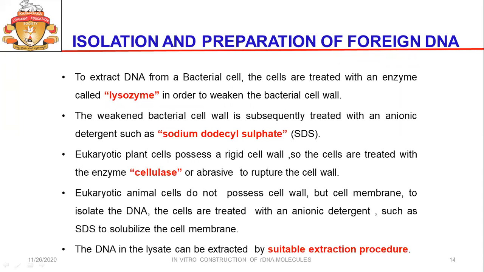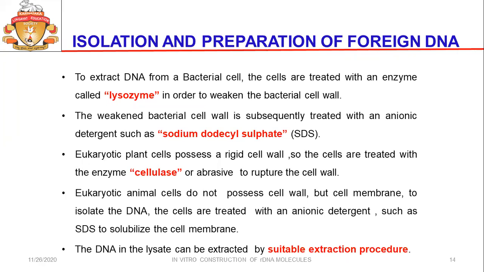Now coming to the first step, that is isolation and preparation of foreign DNA. So to extract DNA from a bacterial cell, the cells are first treated with an enzyme called lysozyme in order to weaken the bacterial cell wall. So the bacterial cell wall is thick and tough. So to rupture that, we are going to treat it with another anionic detergent such as sodium dodecyl sulfate.